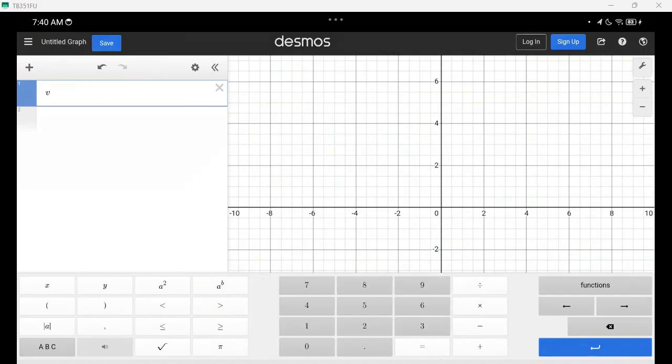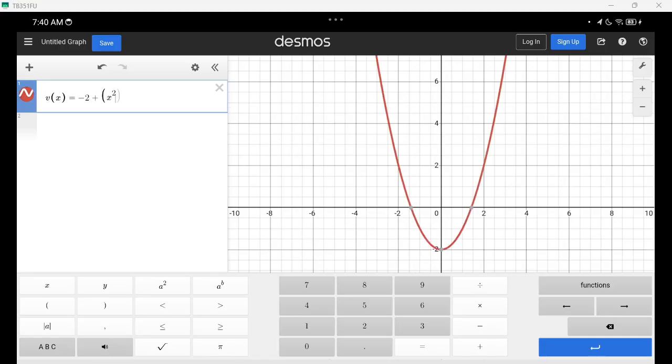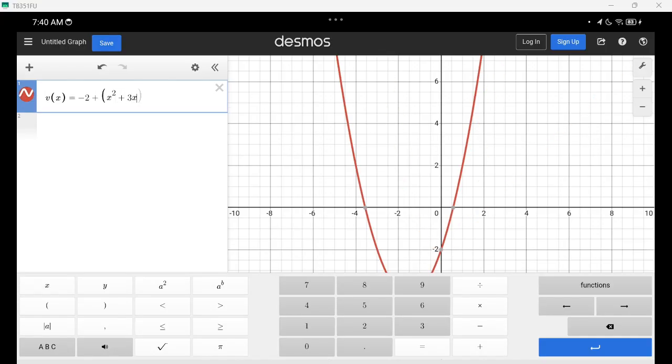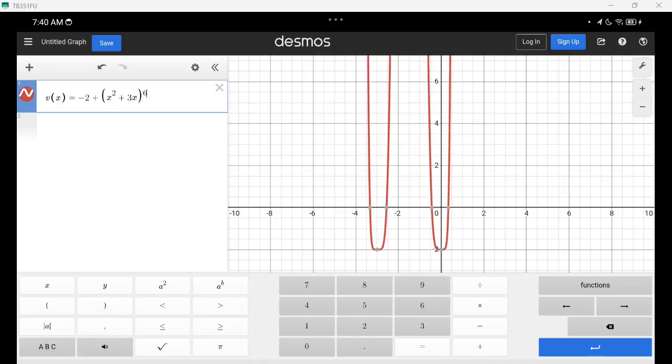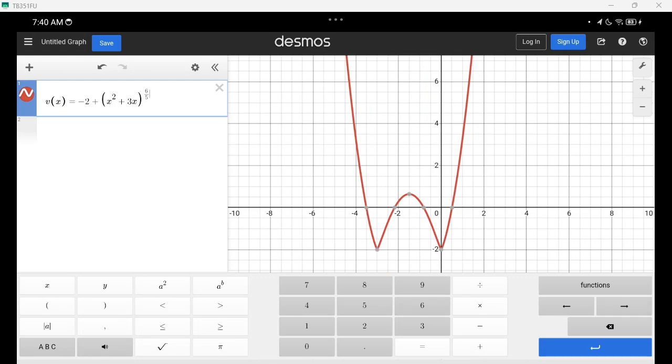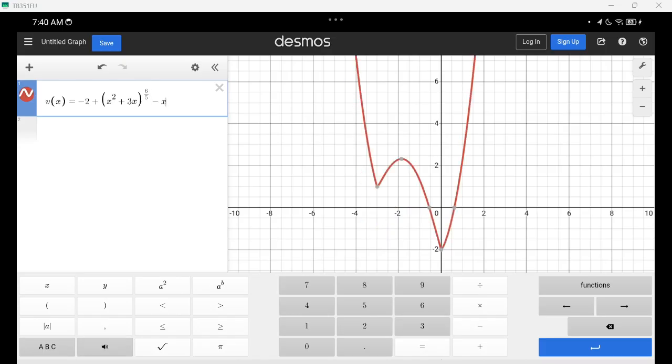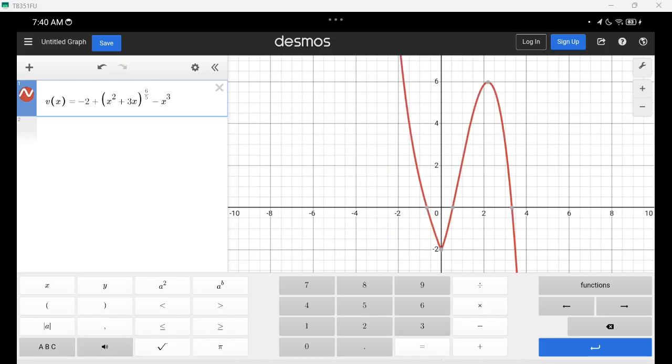We'll say that the v of x is -2 plus the quantity x squared plus 3x plus 3x to the 6/5 power, minus t cubed. All right.